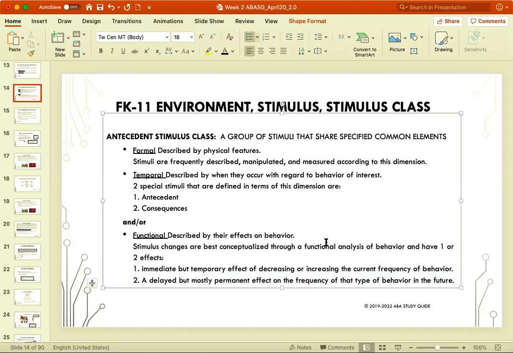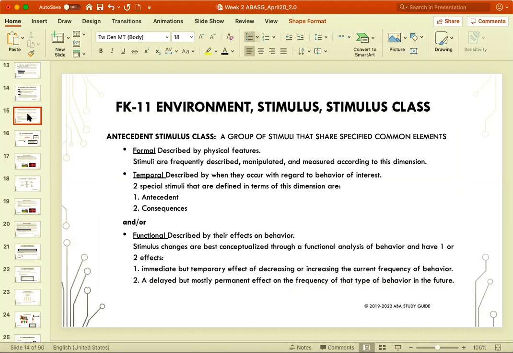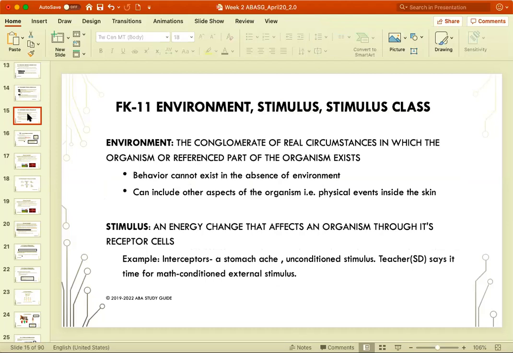It was like hidden mystery ink there. So the functional has to do with it having an immediate or temporary effect, or a delayed but permanent effect, functionally. And then we have our environment, which is just a conglomerate of real circumstances in which the organism or a reference part of the organism exists.